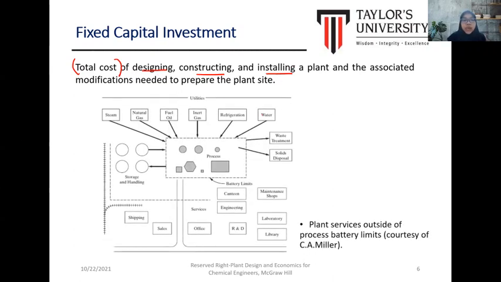In this example, we have the overall fixed capital investment, which can be divided into inside battery limits and outside battery limits, based on this boundary. For the inside battery limits, the cost refers to the cost of the equipment for operating the process plant. But the outside battery limits, or OSBL, includes additional costs such as the utilities, the facilities, and also the fleet services that support the operation of the process plant.